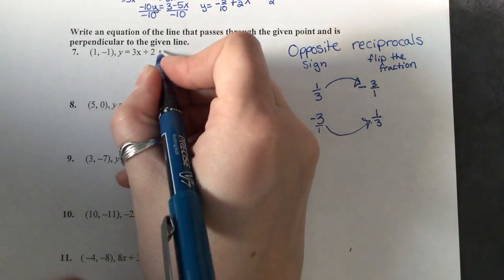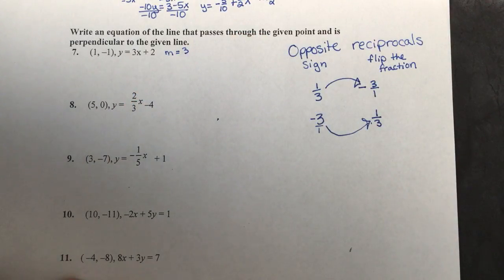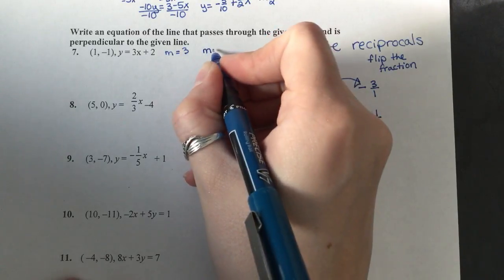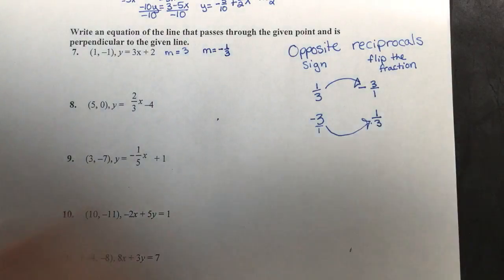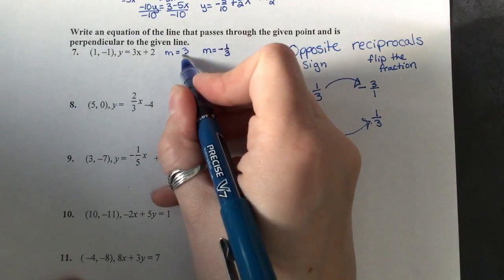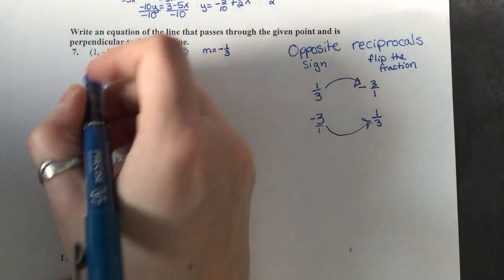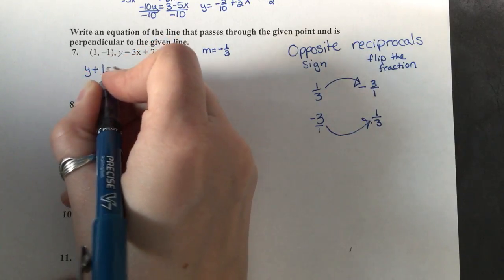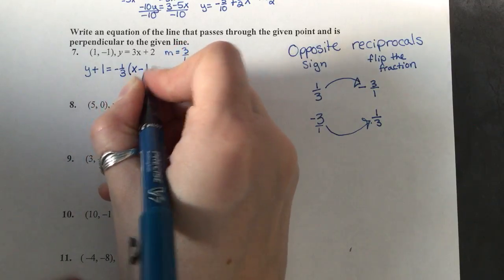So the slope of this line is 3. Okay, what is the opposite reciprocal of 3? The opposite reciprocal of 3 is -1/3. Okay, negative in sign and flip the fraction, making 3/1. Okay, now I have a slope and a point. So y plus 1, plus because it's minus a negative, equals -1/3 times x minus 1.